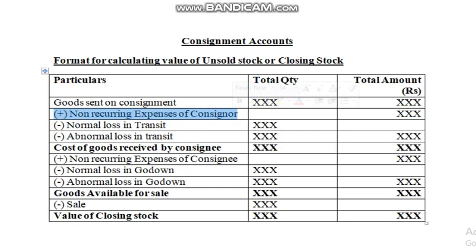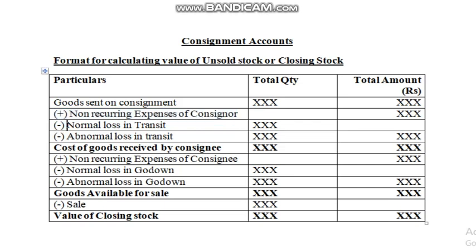Here consignor means the person who sends the goods to the agent, and non-recurring expenses means the expenses which are incurred to bring the goods from the place of consignor to the place of consignee. For example, Mr. A of Mysore sends goods to Mr. B of Hubli. So here we have to bring the goods from Mysore to Hubli, and in order to do that, we have to incur some expenses. Such expenses are called non-recurring expenses. In simple words, non-recurring expenses are nothing but the expenses incurred on road.